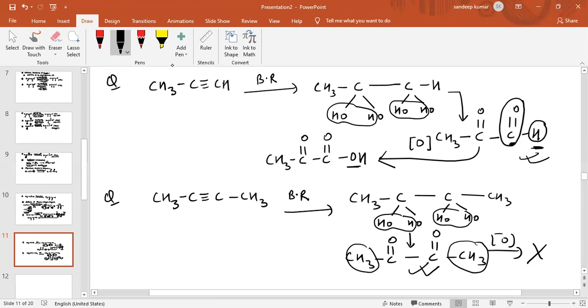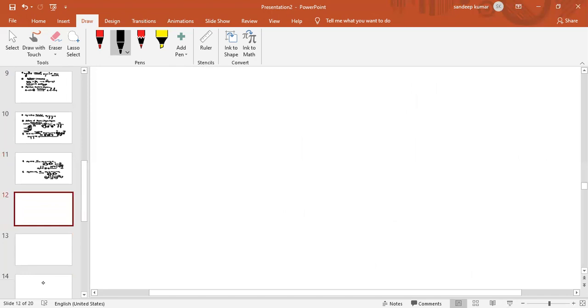Now we are going to discuss the oxidation of alkynes. So next we are going to discuss the oxidation of alkynes.